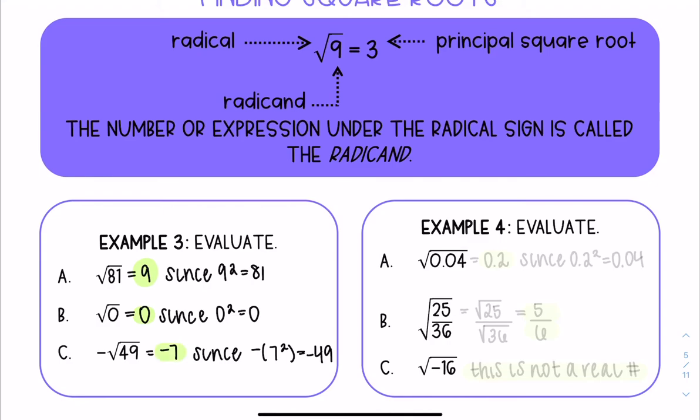Let's try some that look a little bit more complicated. So the square root of 0.04. What squared would give me 0.04? Well, that's actually 0.2. So 0.2 squared gives me 0.04.